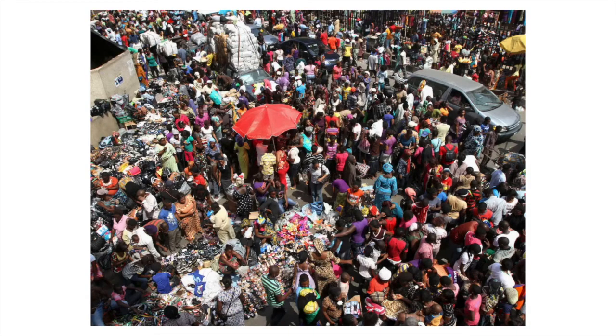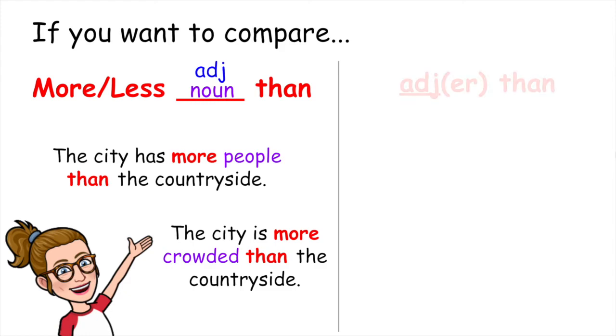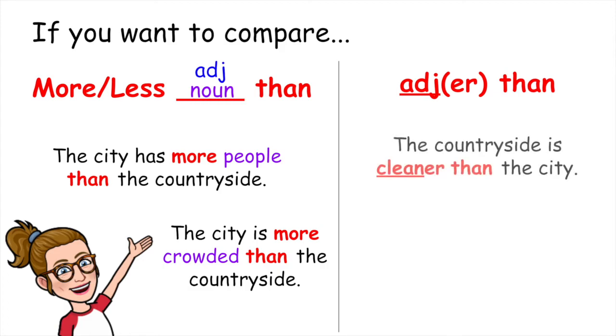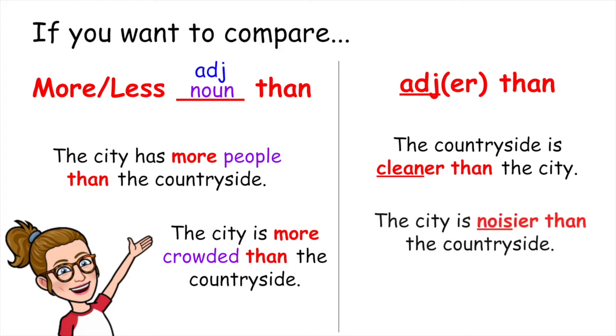Crowded. Crowded means that there are a lot of people very close together in one place, like here in this market. You can also use the adjective plus er and then. So for example, the countryside is cleaner than the city. The city is noisier than the countryside.